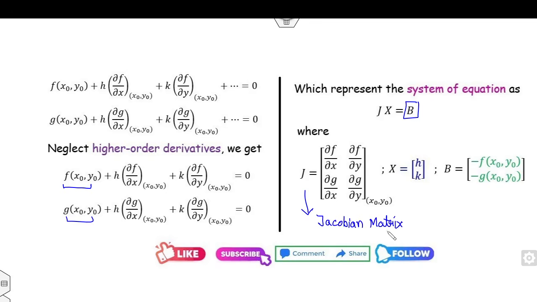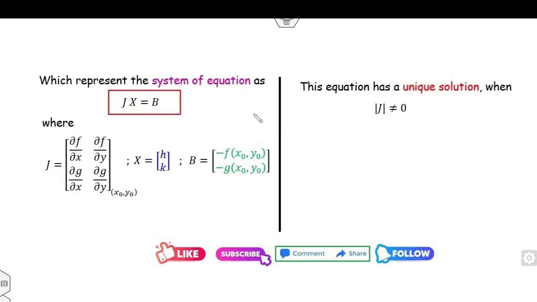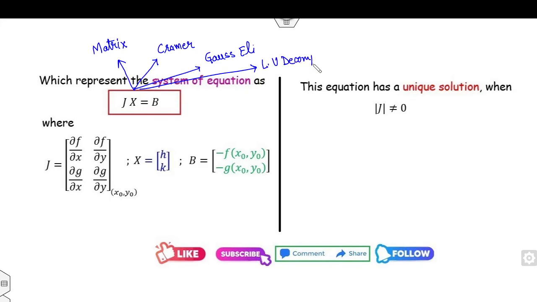Now, once you know this is a Jacobian matrix, the system Ax equals b has a solution only when the determinant of A is non-zero. So the determinant of J must be non-zero. Then you can solve this system either by using the matrix method, or with the help of Cramer's method, or with the Gauss elimination method, or with the LU decomposition method.